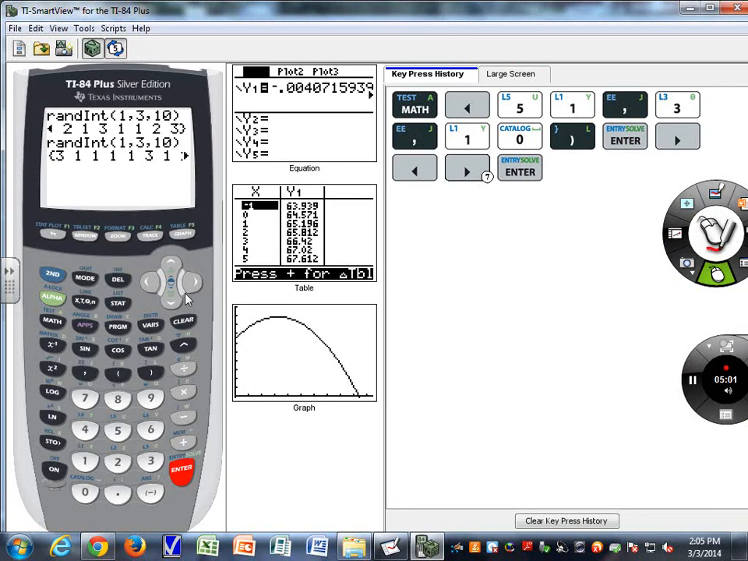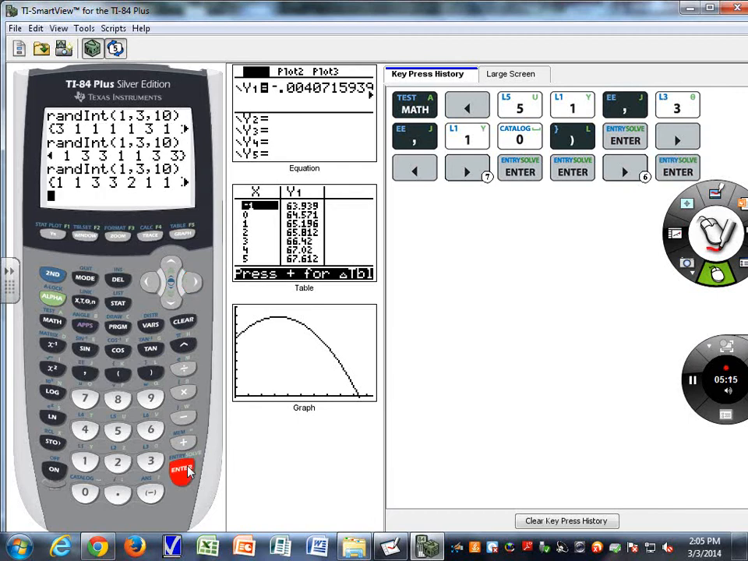So in the second outcome, we had enough to get 50%. I'm going to press enter. 1, 2, I see 3 ones, 4, and that's it. So that one's going to be a no.